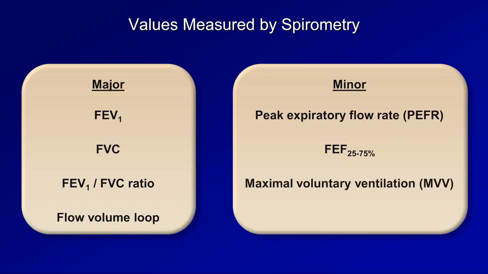There is the maximal voluntary ventilation, or MVV. The MVV is the maximum amount of air that can be inhaled and exhaled within 1 minute. Finally, after spirometry has been performed, the patient can be given a bronchodilator, and spirometry then repeated to assess for any response.